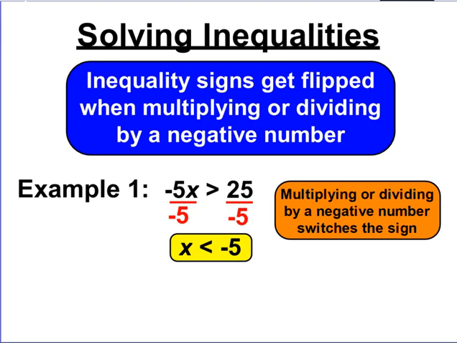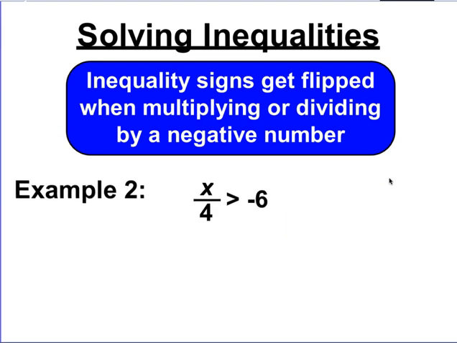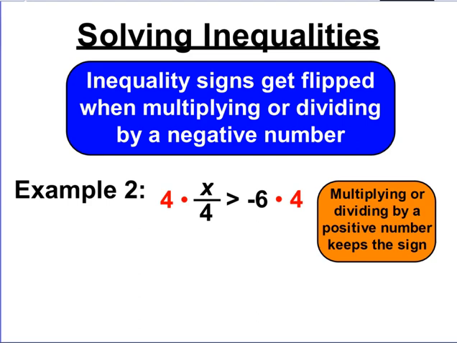Okay? Let's look at a second example. Here it says x divided by 4 is greater than negative 6. Well, since we're dividing by positive 4, that means to solve the problem, we have to multiply by positive 4. So we're going to multiply by 4 here. Notice the number in red is positive this time. Since the number is positive, we're not going to flip the sign. Multiplying or dividing by a positive number keeps the sign the same.